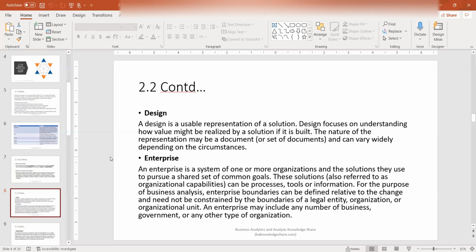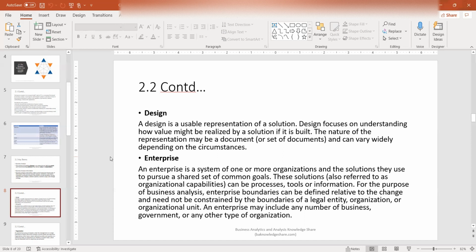So let's go through that again. An enterprise is a system of one or more organizations and the solutions they use to pursue a shared set of common goals. So it could be a company that has a bunch of departments underneath it, or it could be separate units altogether, but they have a common goal.